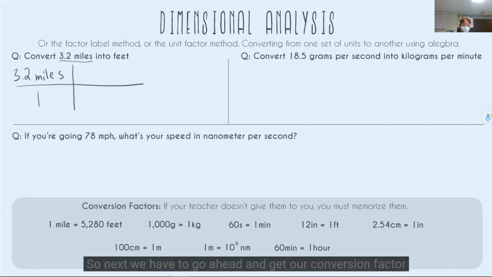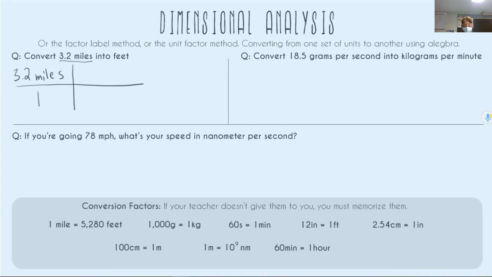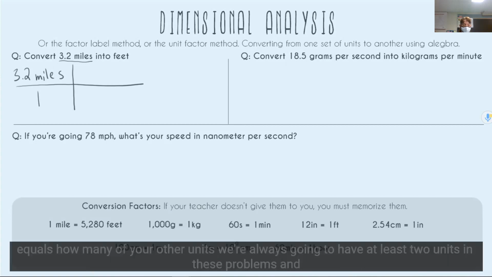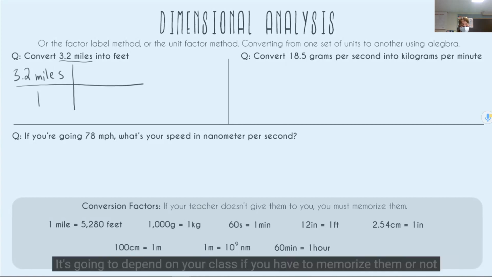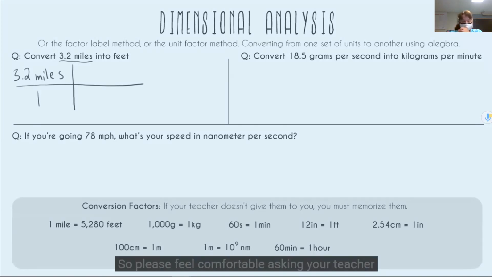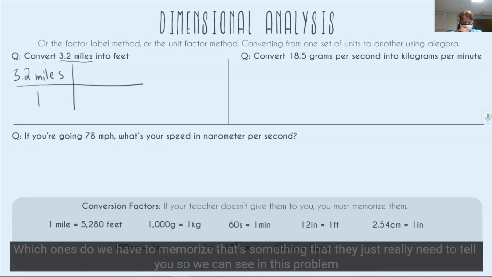So next, we have to go ahead and get our conversion factor. That is down here at the bottom in the box. A conversion factor just tells you how many units equals how many of your other units. We're always going to have at least 2 units in these problems. And it's going to depend on your class if you have to memorize them or not. I'd say it's about 50-50 between teachers that make you memorize conversion factors or teachers that give them to you. So please feel comfortable asking your teacher, hey, are you going to give them to us, or do we have to memorize them? And if so, which ones do we have to memorize? That's something that they just really need to tell you.